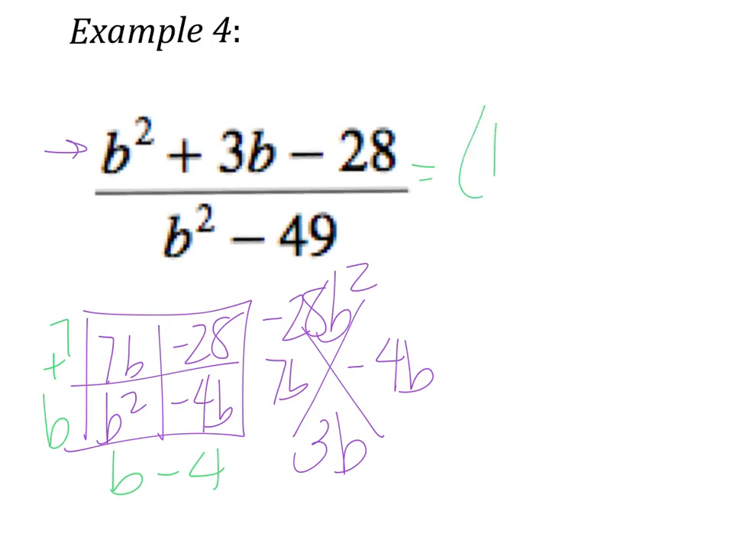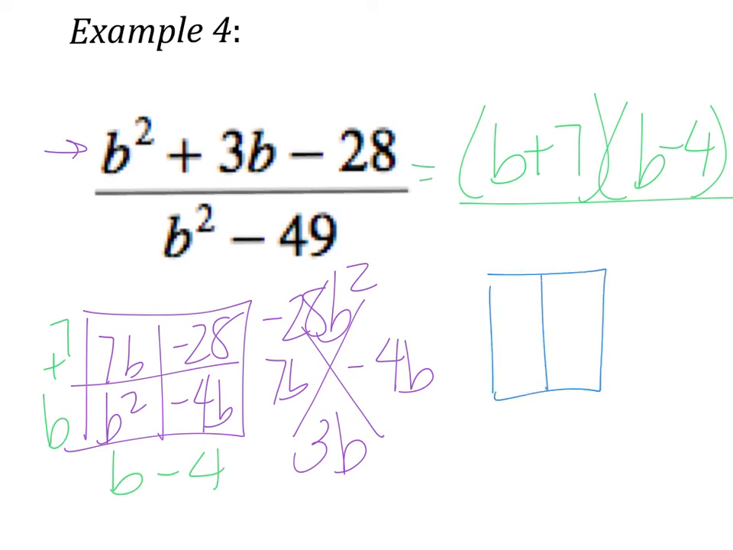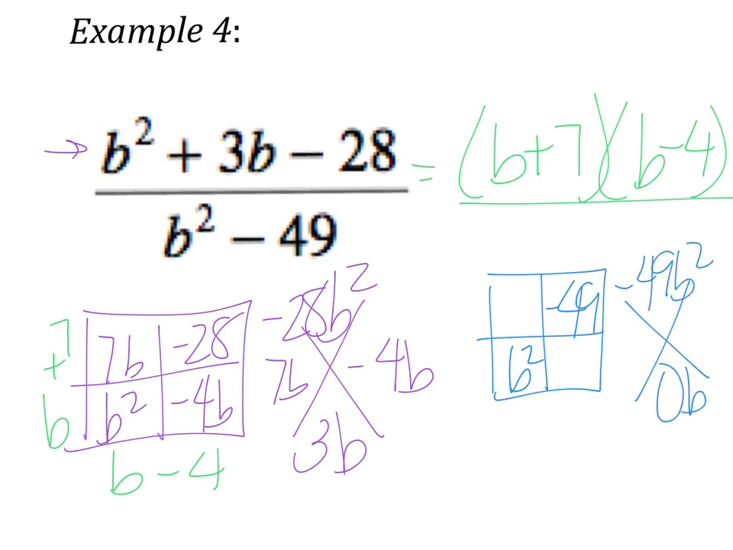And then we are going to find the dimensions of our rectangle. So we have b plus 7 and b minus 4 in the numerator. In the denominator, b squared minus 49, we do not have a GCF other than 1, so we can set up the rectangle and the diamond. So we need two numbers that multiply to give us negative 49b squared, but add to give us 0b. So this is going to be negative 7b and 7b.